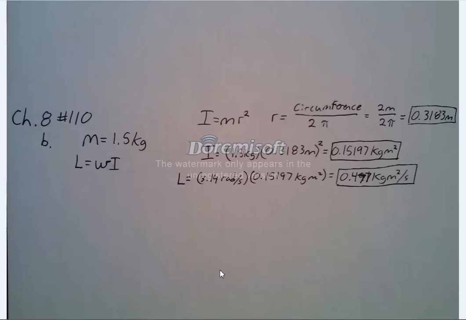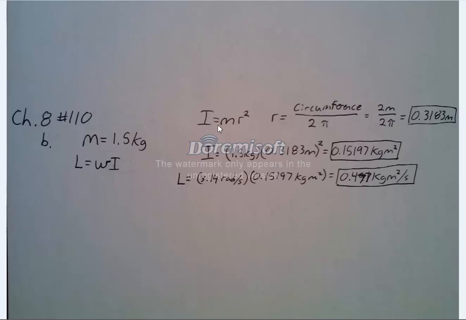Alright, so part B asks us what is the angular momentum of the hoop when it reaches the bottom of the incline if its mass is 1.5 kilograms and is concentrated at its rim. So this is actually a several step process here. So we got mass equals 1.5 kilograms. We're going to use this equation right here.